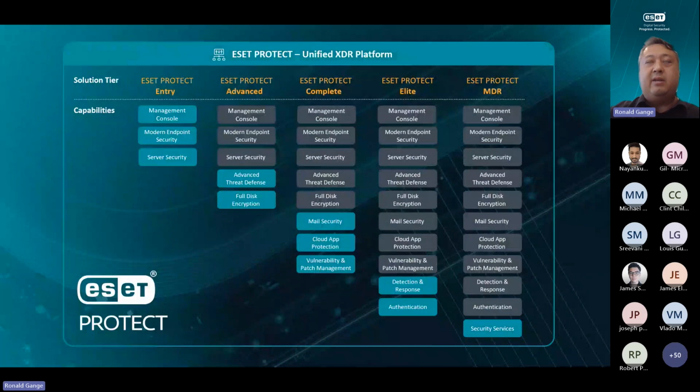We do it in a very modular way that allows you to have a look at your current risks and match that with the investment in the technologies that you need to protect.